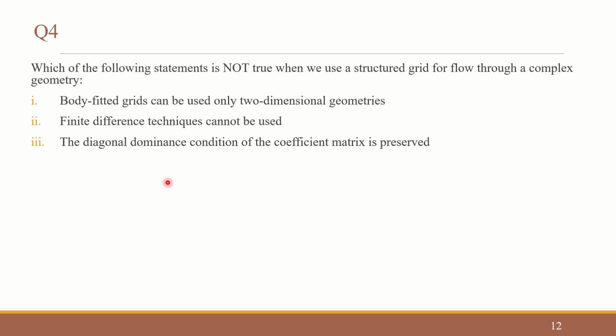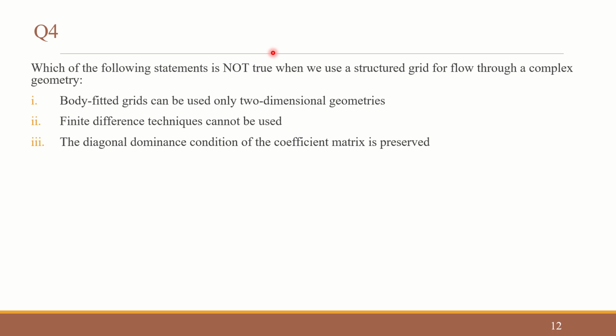So we have three statements. First one is body fitted grids cannot be used, and second one is finite difference techniques cannot be used, and third one is the diagonal dominance condition of the coefficient matrix is preserved. And we need to identify which of the statements is false, is not true, when we use a structured grid for flow through a complex geometry.